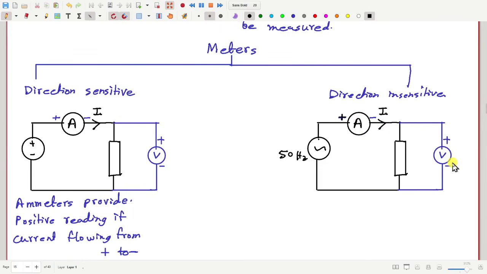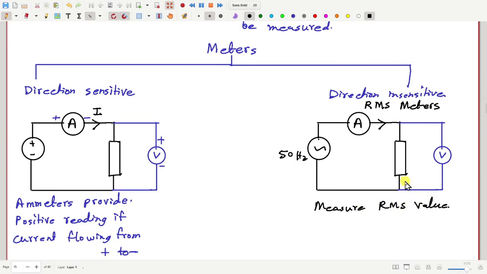Because no matter how large the voltage and current is, the reading is always 0. So therefore there is another type of meter which is not direction sensitive. Those are basically RMS meters, because they measure the RMS value of a voltage or current.